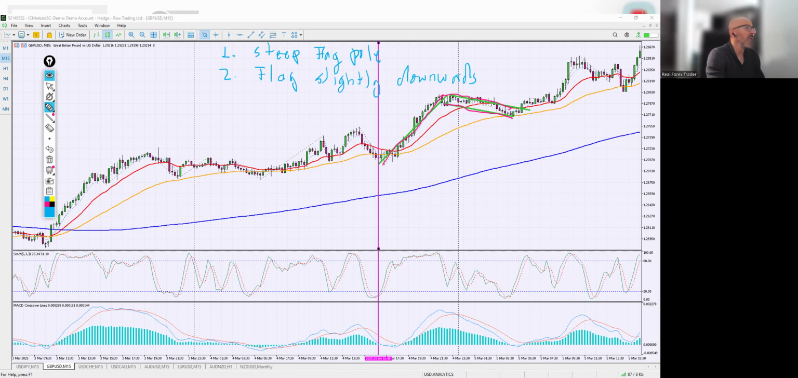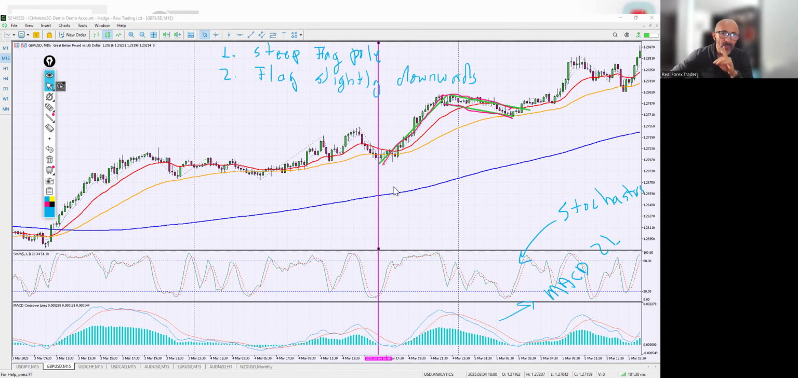Okay, so this pattern, the flagpole, aligns pretty well with two indicators. One of them is the stochastics, okay, and the other is the MACD, two lines, right? Why this? Pay attention to this observation in here.